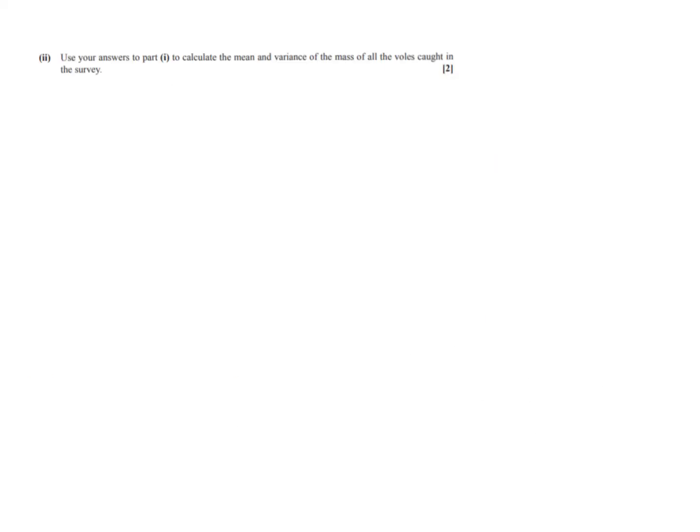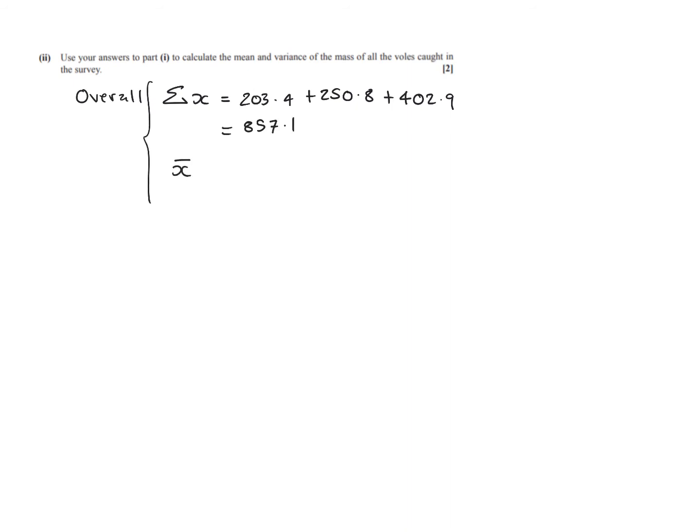So, part 2, we now need to use our answers to the previous question to calculate the mean and variance of the mass of all the voles caught in the survey. So, this means that we need to work out our overall sigma x by adding together the individual values of sigma x. So this is 203.4 plus 250.8 plus 402.9, which comes to a total value of 857.1. And then the overall x bar is going to equal this value divided by the total number of voles, which is the total n value, which is 37 if you add those together. So this gives us a value of 23.1648 ... and I'm going to save that in a calculator memory for later use.